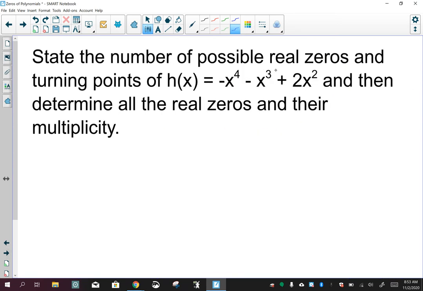State the number of possible real zeros and turning points for this one, and then determine all the real zeros and their multiplicity. So I'm going to give you a few moments to go through this, and I want you to do everything that's asking you here, and then we'll meet back up and we'll check our answers. So go ahead and pause the video now.